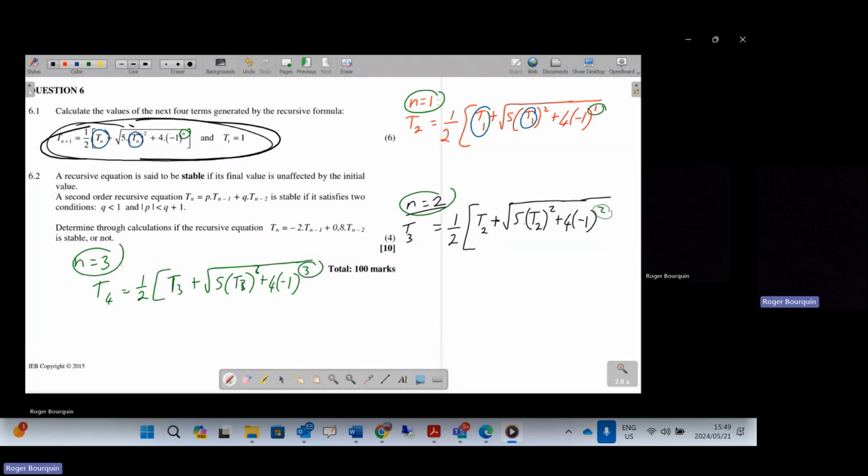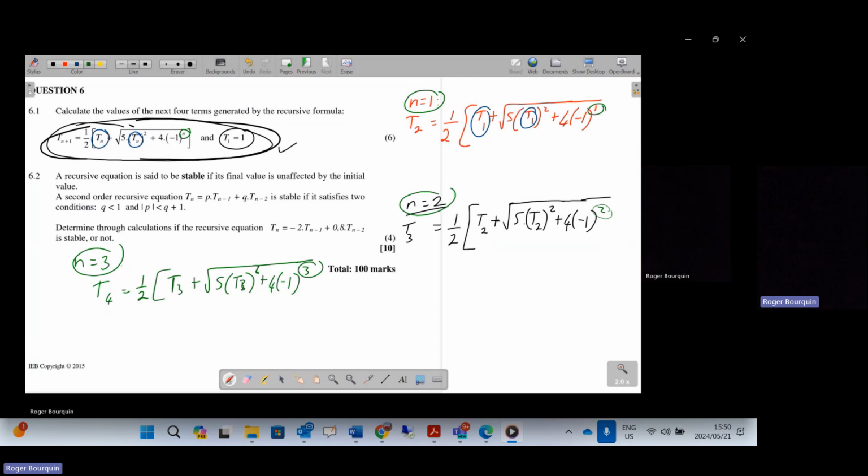So we've got our formula over there. Okay, and we've got term 1 is equal to 1, and we've got to generate the next four terms. So the first thing we have to do is see what's going to happen when n is equal to 1. So if you go to your formula that you're given and you replace n is equal to 1, wherever you say n, replace it with 1.